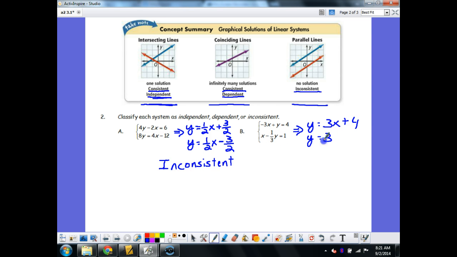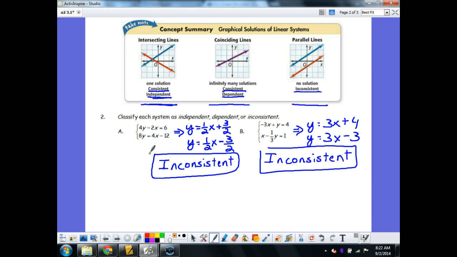So we will have positive 3x, and then the 1 times the -3 is -3. So once again, we have two lines that have the same slope of 3, but different y-intercepts. So once again, these two are inconsistent. They are parallel lines, and they have no solution.